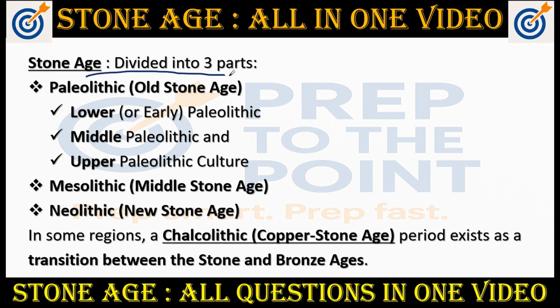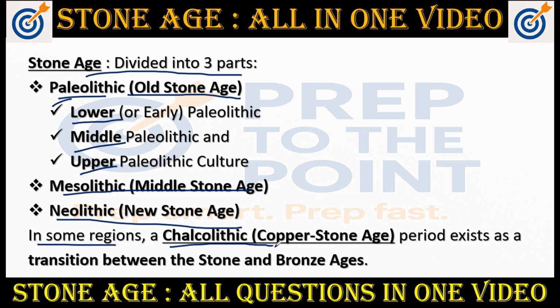Stone Age is divided into 3 parts: Paleolithic, which is also known as Old Stone Age, Mesolithic, Middle Stone Age, and Neolithic, New Stone Age. Paleolithic period is also subdivided into Lower Paleolithic, Middle Paleolithic, and Upper Paleolithic culture. In some regions, a Chalcolithic, also known as Copper Stone Age period, exists as a transition between the Stone and Bronze Ages.